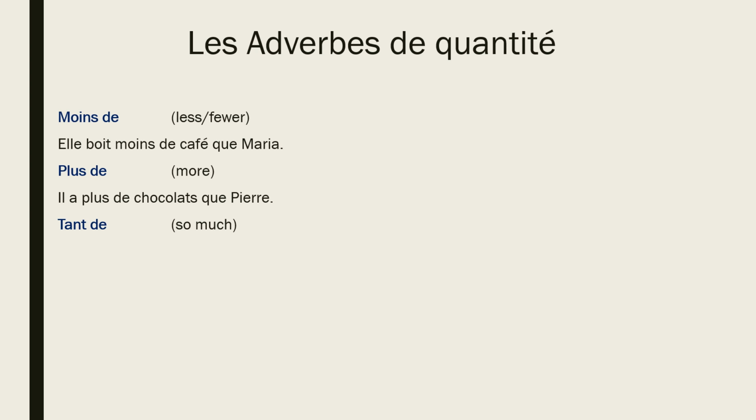Next we have tant de. Meaning is so much. It is also used in the negative context, just like trop. For example, il mange trop de biscuits. It means he eats so much of biscuits. It is negative because obviously it can harm him if he eats too much.